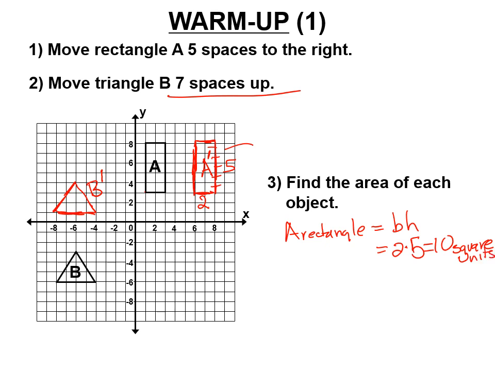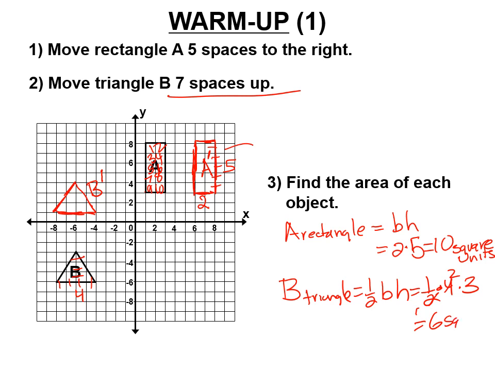Now, you didn't have to do it that way. You could have just counted that there are, in fact, 10 squares in there. 10 square units. Area of a triangle. Triangle B is 1/2 the base times the height. So 1/2, the base here is 1, 2, 3, 4. The base just means bottom. The height here is 1, 2, 3, straight up to the top. And we can do a little canceling, and this is 6 square units.